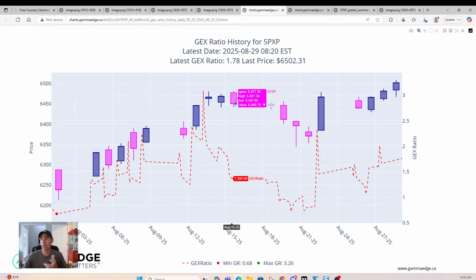And then you see what happened again over here as we saw negative divergence, and then SPX finally came to meet the GEX ratio, and then we saw that spike as we reached those extremes that we talked about at 0.6 and then 2.3 to the upside.